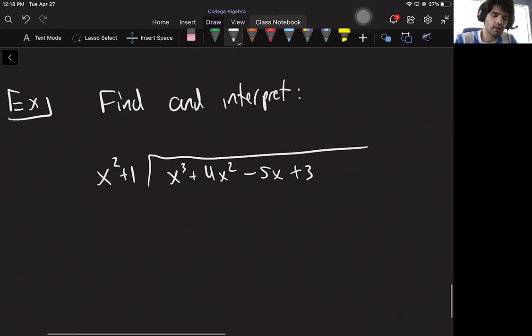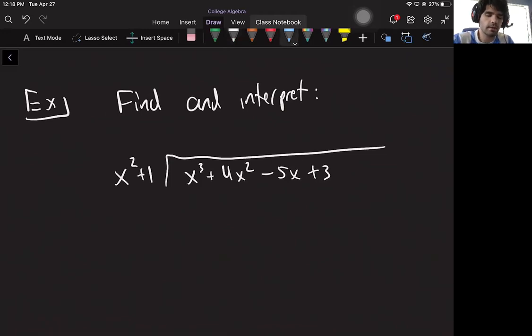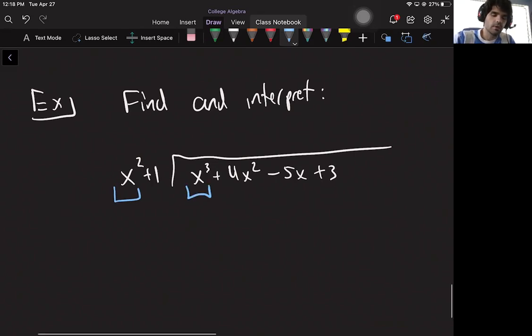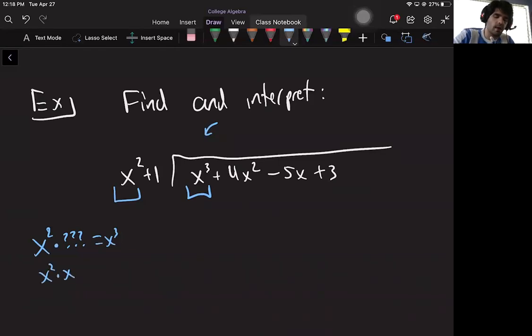But now let's practice this process because it does take a lot of practice to get it down. So the first question is, how many times does x squared go into x cubed? That's the first question, and that's what we're going to stick here. So x squared times what gives me x cubed? Well, I just need one more x. I need one more power of x to get that. So x squared times x is x cubed. So this needs to be an x here.